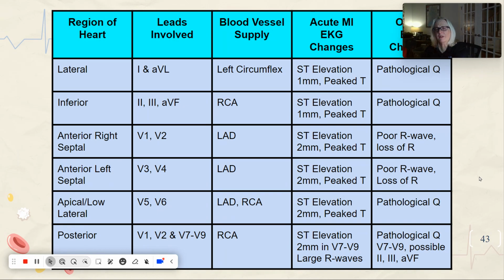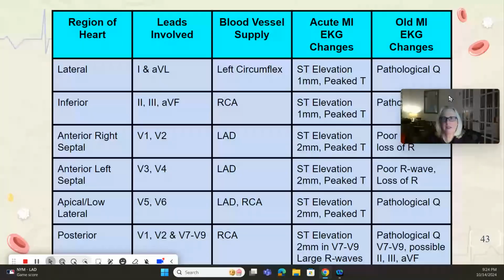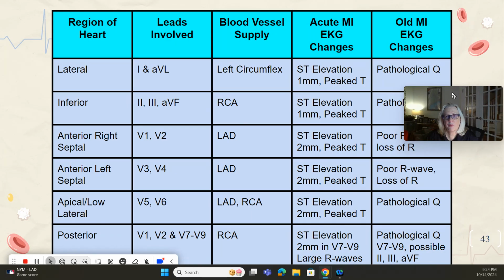All right, I like charts. So I just had this chart filled out. And you can see, I have to move my face around a little bit. I have it set up for region of heart, all the regions, the leads that are involved, the blood vessel supply, so which blood vessel or artery does that include, what happens when there's an acute MI, so it's a heart attack happening now, and what happens when it's an old MI, okay?